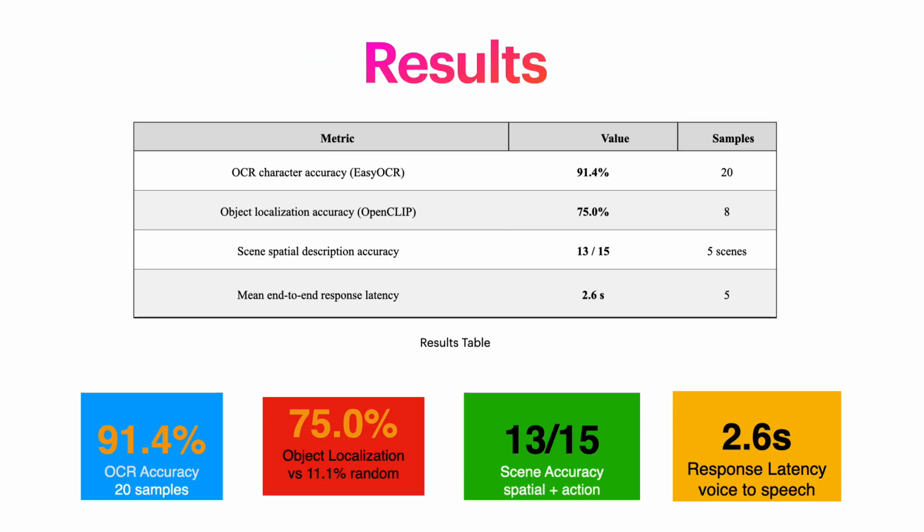For evaluation, I tested all four components. OCR hit 91.4% accuracy. The object localization achieved 75% correct quadrant accuracy compared to an 11% random baseline across 9 grid quadrants. Scene descriptions were spatially accurate and actionable in 13 out of 15 test cases. The full end-to-end response from speaking a question to hearing the answer averaged 2.6 seconds.